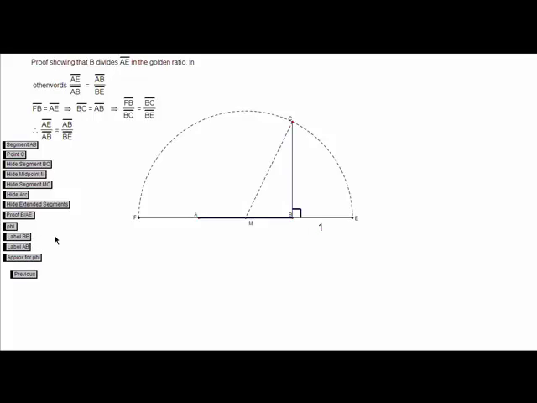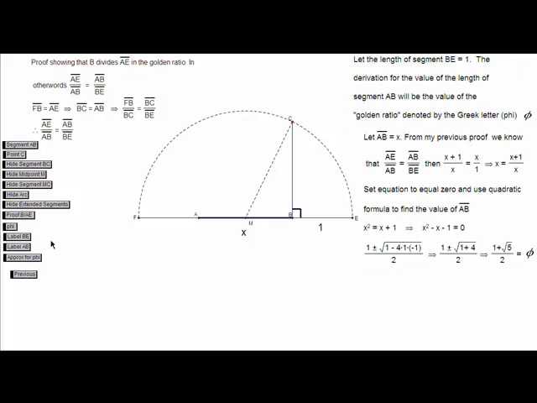Let segment BE equal 1 and AB equal x. Derive the value for the length of segment AB, which will be the value of the golden ratio. We know from my previous proof that segment AE over segment AB equals segment AB over BE. Then x plus 1 all over x will equal x. Set the equation equal to 0 and use the quadratic formula to find the value of segment AB. You will get x squared minus x minus 1 set equal to 0.